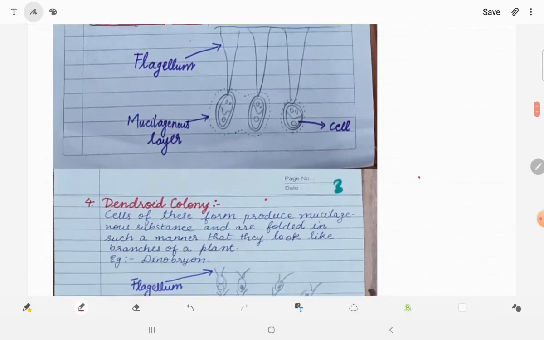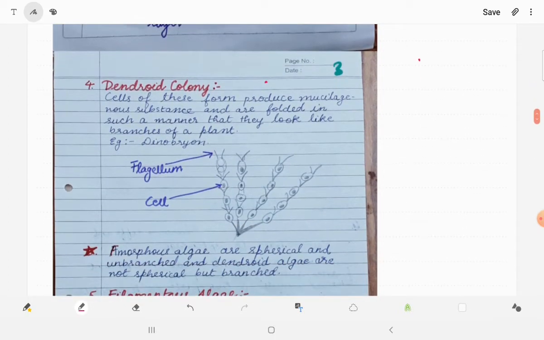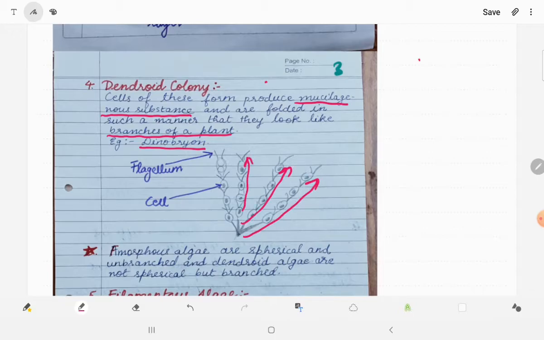Let us move to our fourth type, the dendroid colony. Cells of these form produce mucilaginous substance just like the amorphous colony and are folded in such a manner that they look like branches of a plant. You can see in the diagram of Dinobryon that cells have flagella also, and they are folded in such a manner that they look like branches of a plant. See, this is the one branch, this is the other branch, this is the third branch.